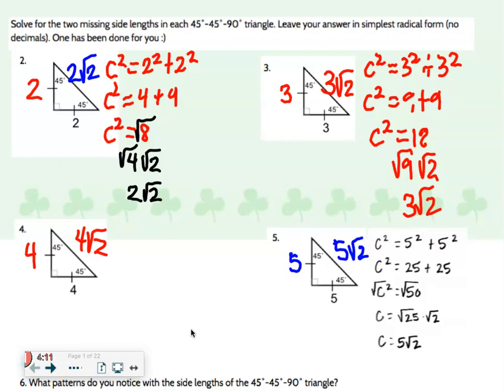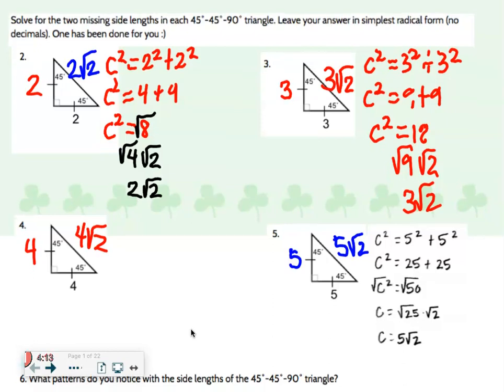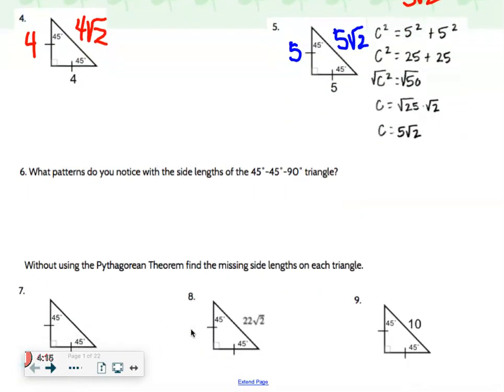So should we write that in words? What's our pattern we notice? How do you find the hypotenuse? Hypotenuse equals leg times root 2. That's our pattern.